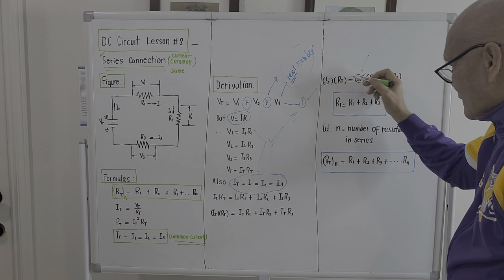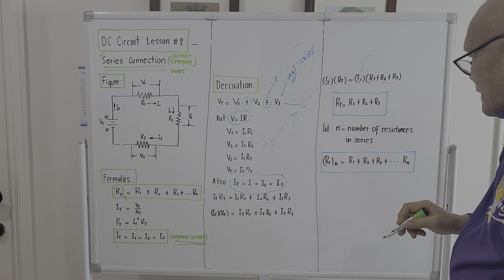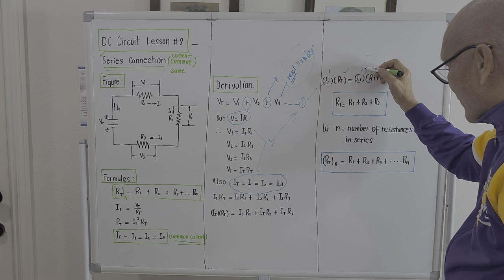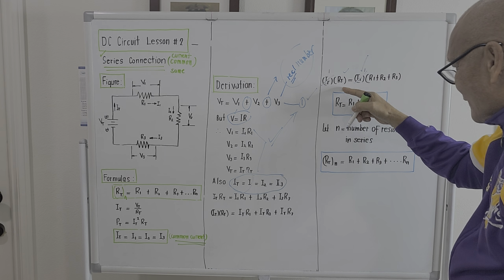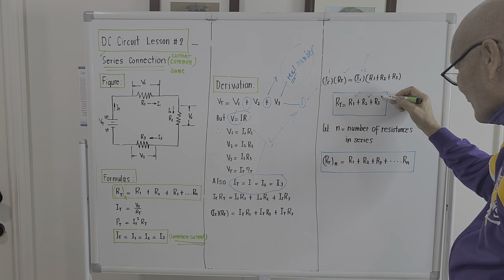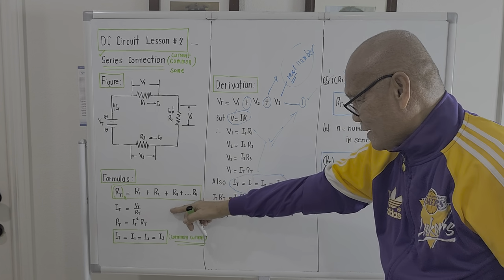This one here cancels, right? So now this will become 1 and this will become 1. So R total will just be simply R sub 1 plus R sub 2 plus R sub 3, is this.